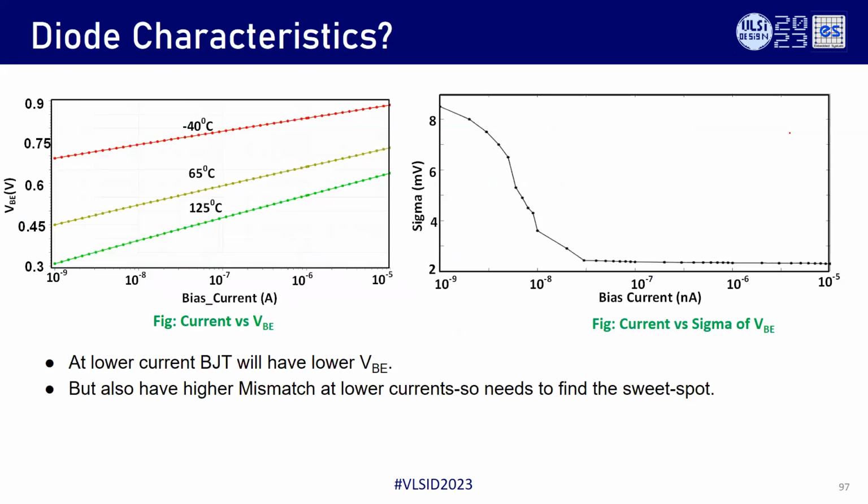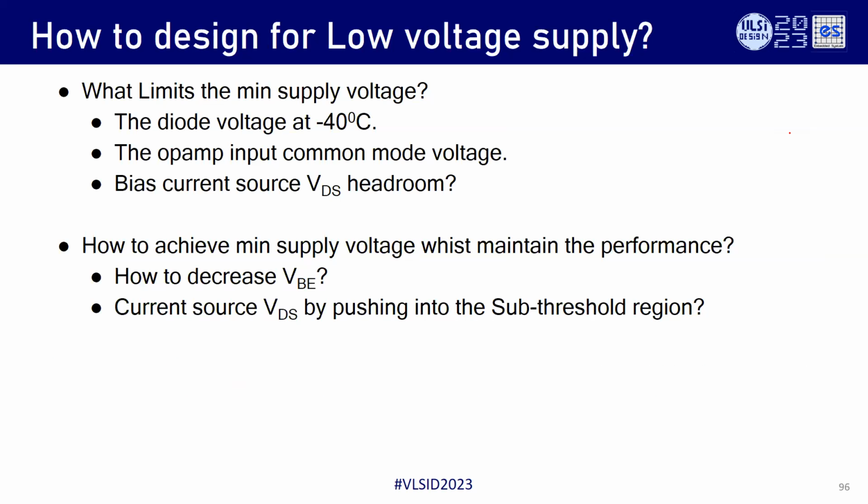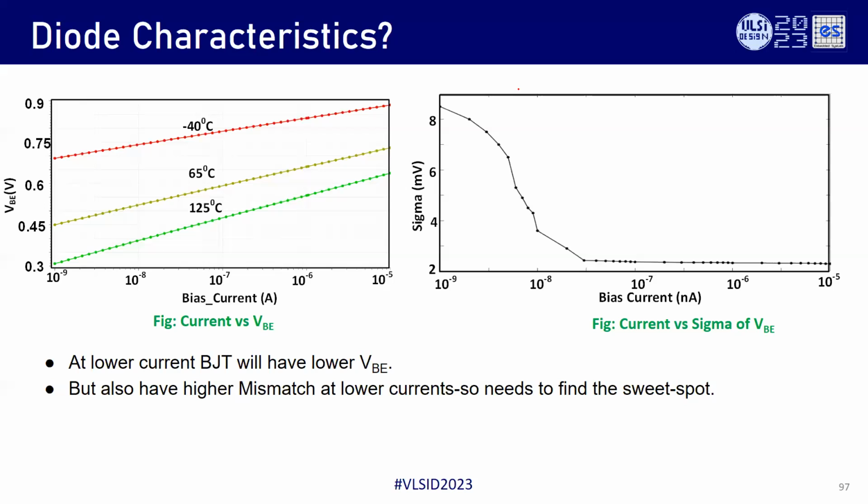So I need to be a little quicker. I think there is less time for me. So now, how to design a low voltage bandgap? What can we do? Can we decrease the bandgap voltage straight away? No, because one of the major contributors is the VBE.